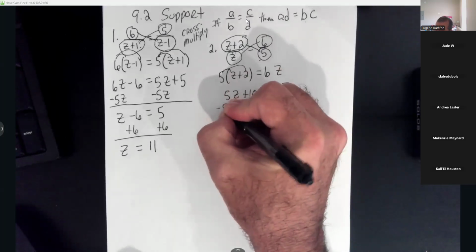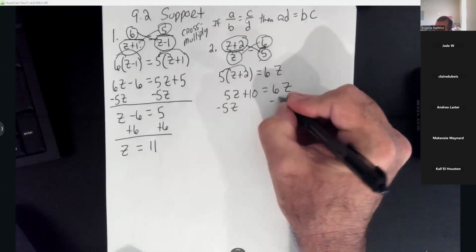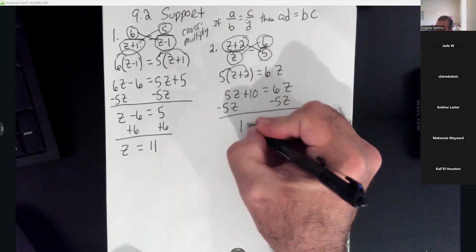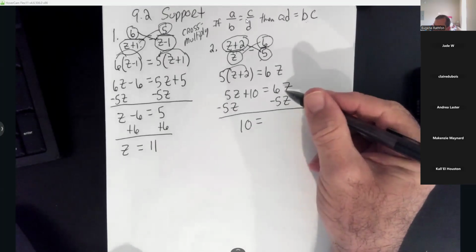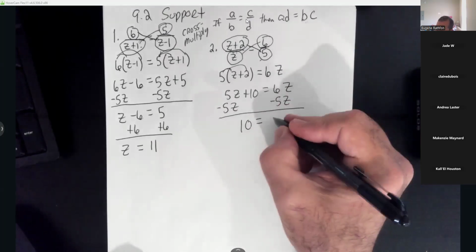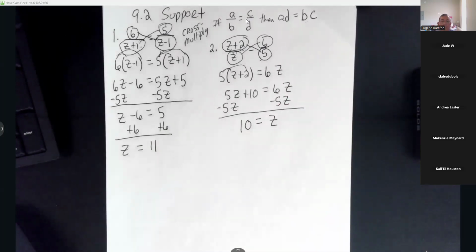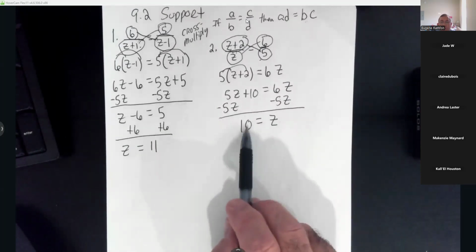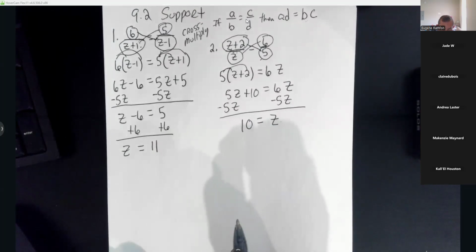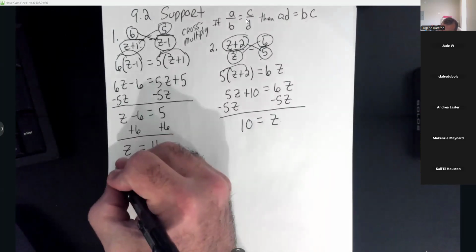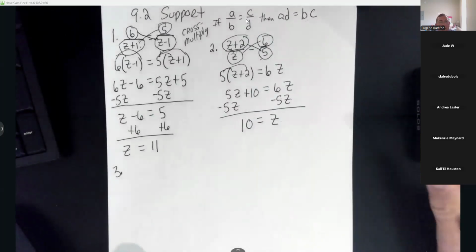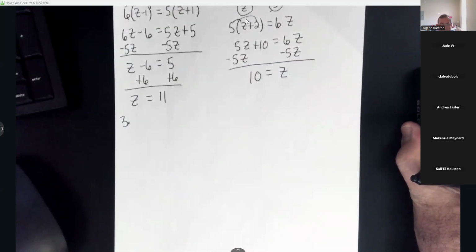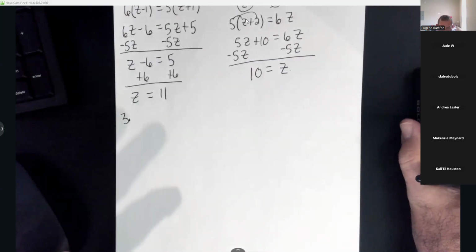So this one, the easiest step is to subtract 5z from both sides, so that cancels and you're left with your 10. And look at this. 6 minus 5 is 1z. So z equals 10 for number 2, and z equals 11 for number 1. So y'all, those, like I said, deal with cross multiplying. The rest of these deal with square roots and cube roots.